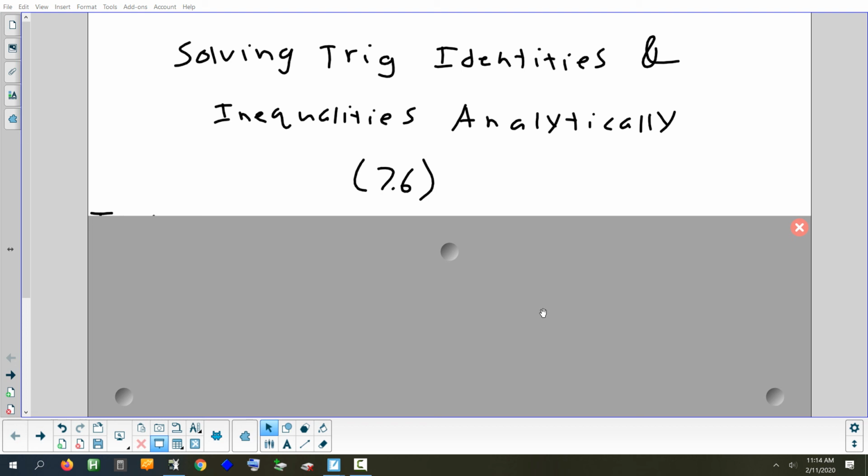Okay. So last section in chapter 7 is 7.6. Mostly equations and identities, but we might look at a few inequalities. Usually inequalities we do on the calculator, unless it's something very special that we could do by hand.